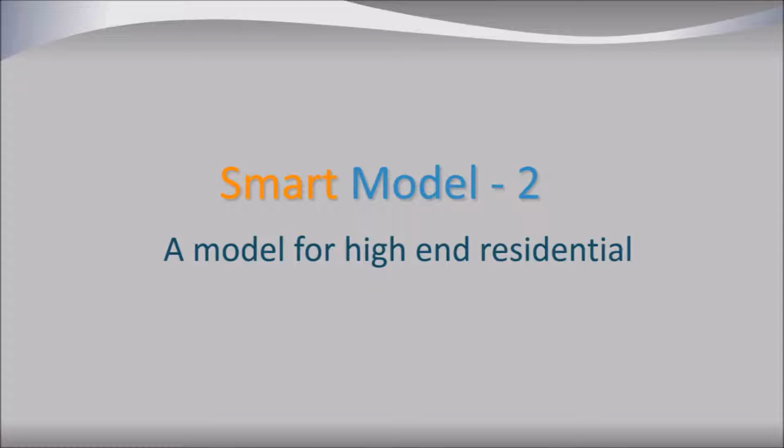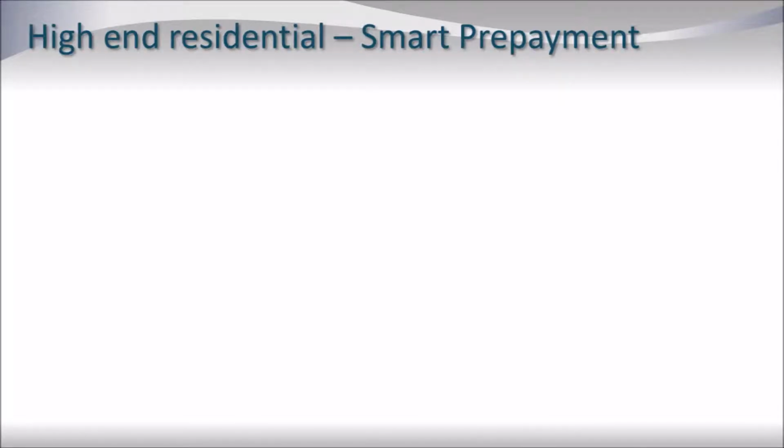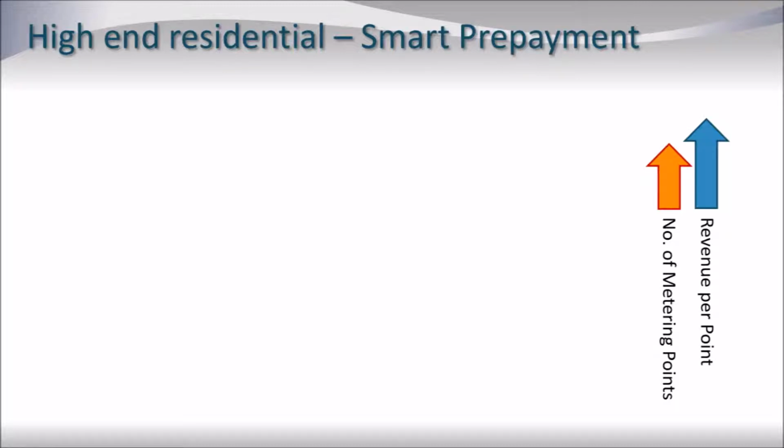So now we move on to the second model, which is for high-end residential. For high-end residential, I recommend Smart Prepayment, also known as Virtual Prepayment or Thin Prepayment. This is where there is a number of metering points which is not large, not small, somewhere in the Goldilocks level, but the revenue per point is much higher, but then again the scope of services is higher.